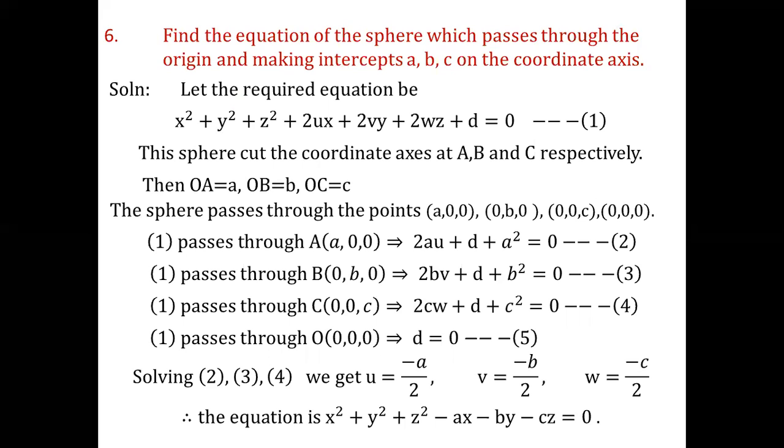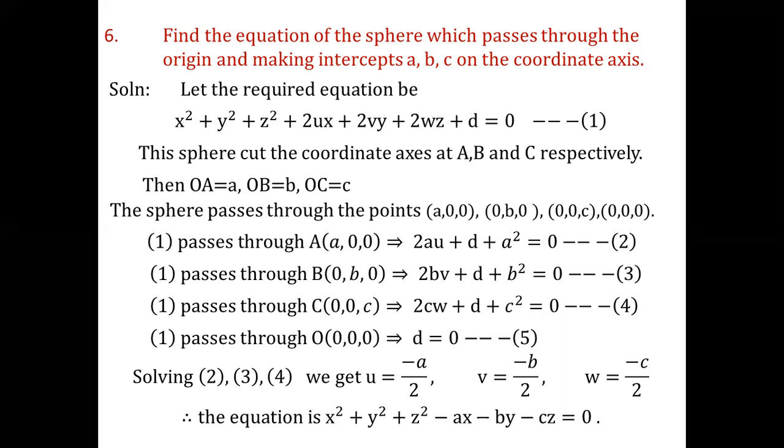This sphere cuts the coordinate axes at A, B, C respectively. Therefore, OA will become a, OB is b and OC is c. That means the sphere passes through the points (a, 0, 0), (0, b, 0), (0, 0, c) and the origin (0, 0, 0). So equation 1 passes through these 4 points. Let us take one by one point.